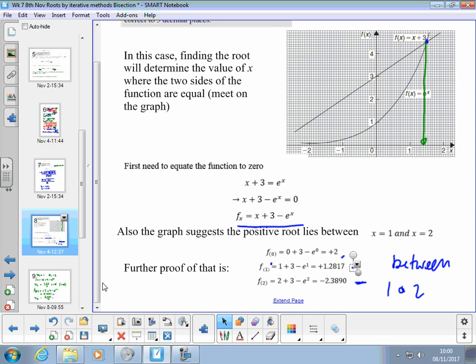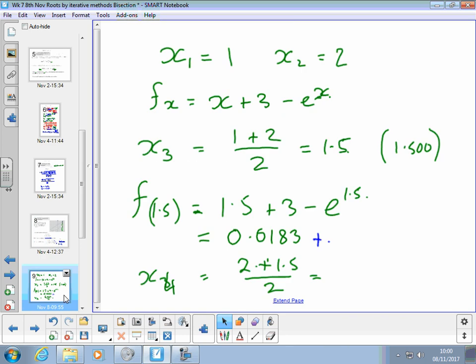That was our first go. Yeah? The function at 1.5 is positive, so we must be between 1.5 and 2, because that's negative at 2. Let's put that up there. Function at 2.